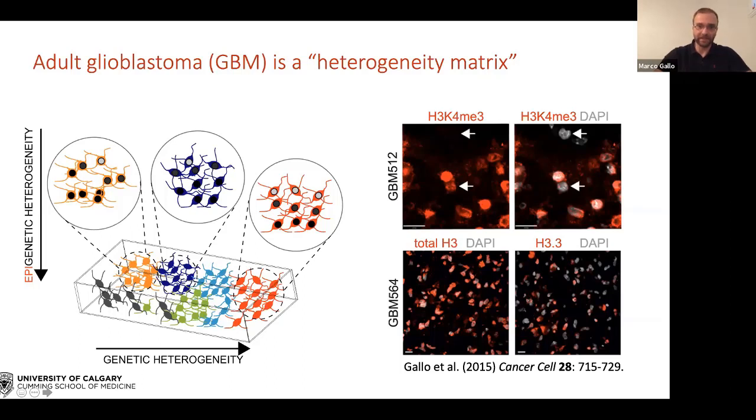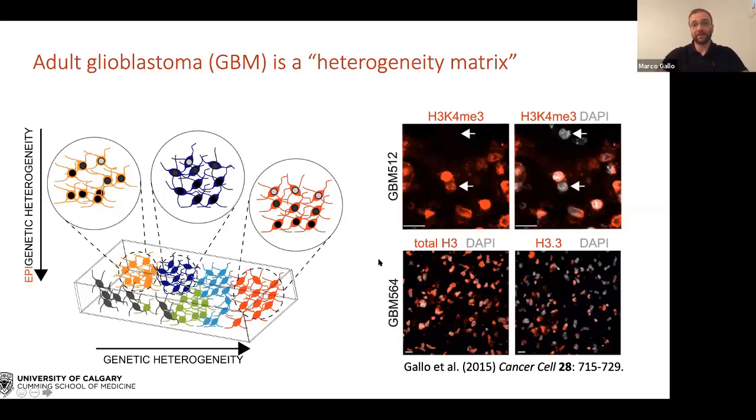So here is an immunofluorescence on a tumor specimen, a primary tumor resection, for total histone 3. And as you would expect, every cell has got histone 3, virtually all of them. But if you look at the specific histone 3 variant called H3.3, you see that only a subpopulation of cells have detectable levels of this protein. So there is a high degree of heterogeneity.